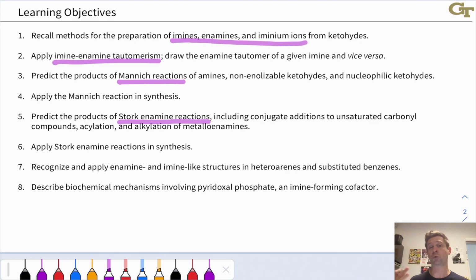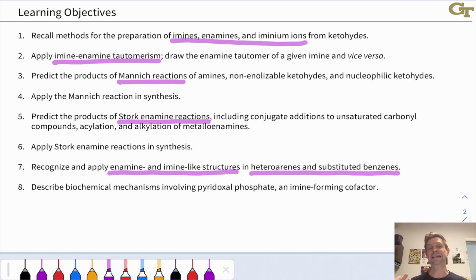And then we'll look at Stork enamine reactions, which use enamines as nucleophiles rather than enols or enolates. And enamines hit this nice sweet spot between the reactivity of enols and enolates. They're not as nucleophilic as enolates, but they're more nucleophilic than enols, and this expands what we can do alpha to a carbonyl ultimately derived from an enamine, synthetically speaking. So we're going to apply those Stork enamine reactions in synthesis as well.